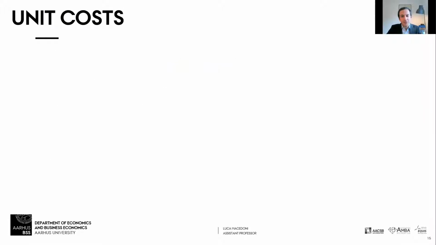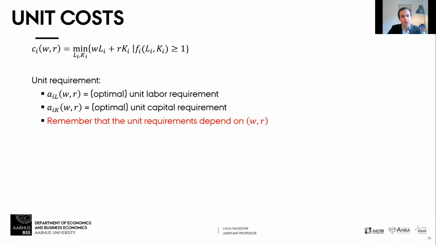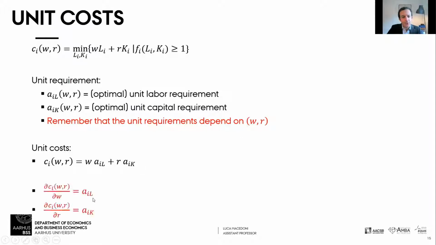Recall that last time we expressed the equilibrium equations in terms of unit costs, unit labor requirements and unit capital requirements. And so we have this unit cost function. We call it the summation of the wage times the unit labor requirement plus the rental on capital times the unit capital requirement. And last time we proved these conditions in red, which would be useful today for the Stolper-Samuelson theorem.